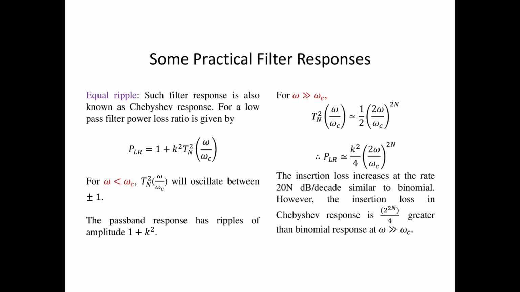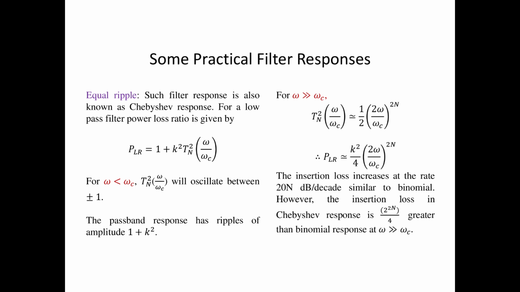Some practical filter responses: equal ripple. Such a filter response is known as the Chebyshev response. For a low pass filter, the power loss ratio is given by PLR equals 1 plus k squared T_N squared (omega by omega c). For omega less than omega c, T_N of (omega by omega c) will oscillate between plus or minus 1. The passband response for ripple amplitude is 1 by k squared.